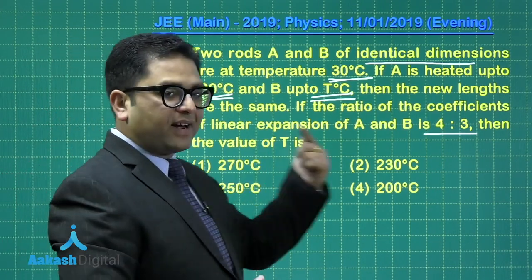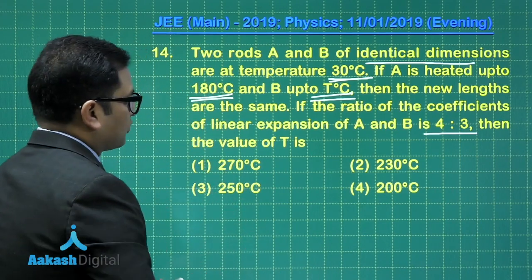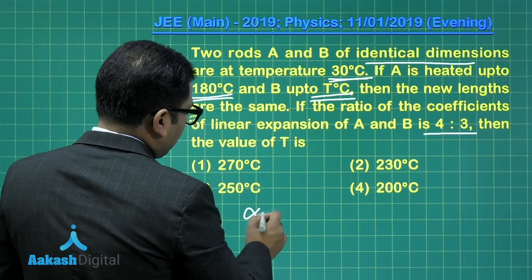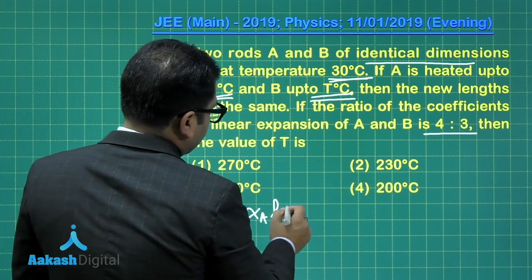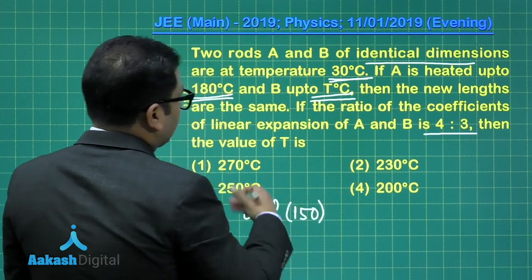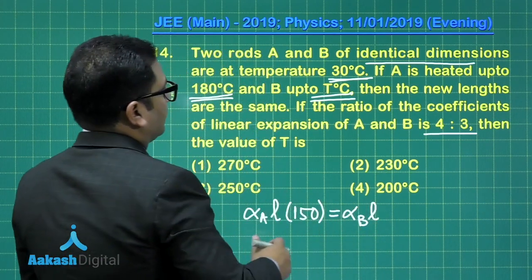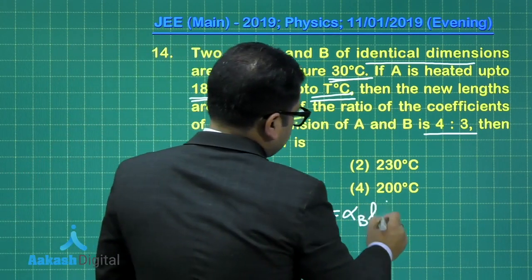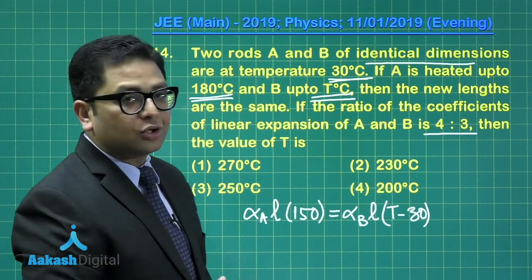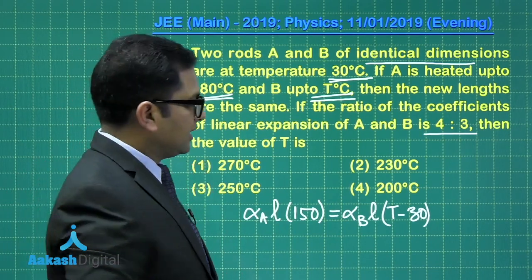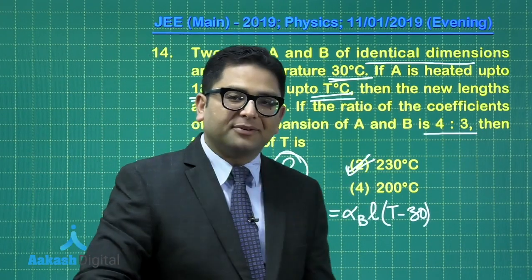So initial length same, final length same. That means the rise in length also has to be the same. So for the first one, you get alpha A, L, and the change in temperature 30 to 180, so that's 150. So that's delta L for the first one. For the second one, you get alpha B, L, and from 30 to T, so that's T minus 30. So it's such a simple calculation. Now you solve it and you would get 230 degrees centigrade as the value of T. Therefore, option number 2 would be the correct option for question number 14.